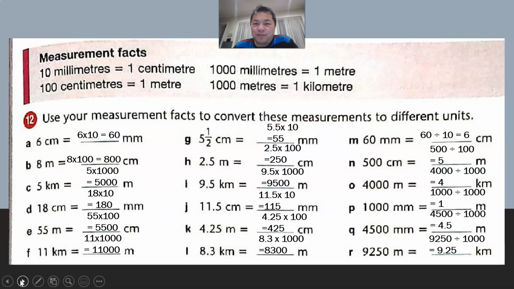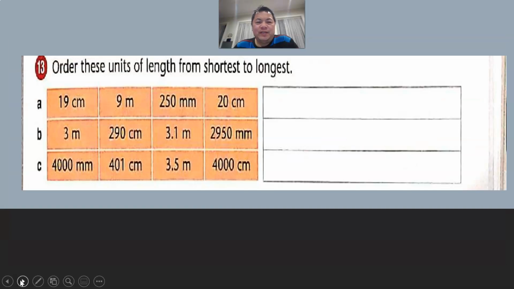So I hope most of you got everything correct. Okay, let's move on. So we are supposed to reorder them from the shortest to the longest. So for all of this, you have to compare them with the same unit first, and then after that, let's see.